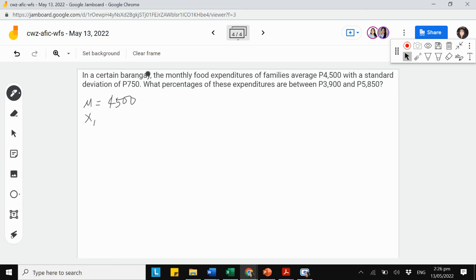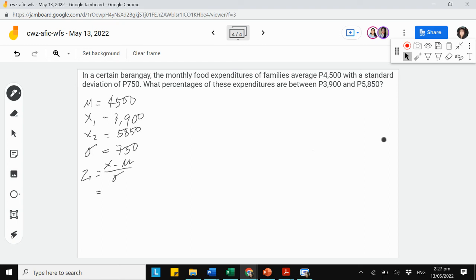So you have X1, 3,900. And then X2 is 5,850. And then your standard dev is 750. Okay? So the first thing we're going to do is you're going to get the z values for both scores. So unahin muna natin si z1. Okay, so z1 is equal to x1 minus the mean all over standard dev.